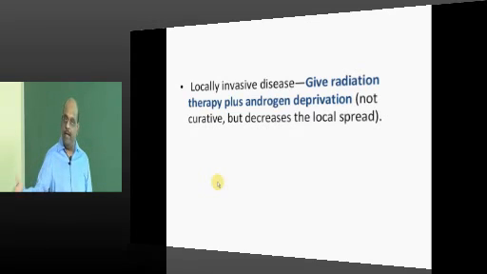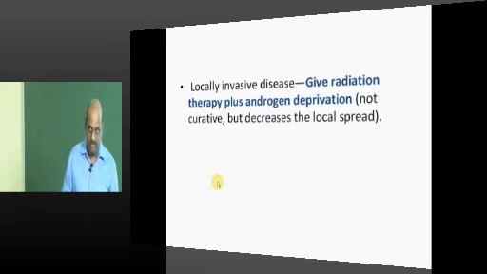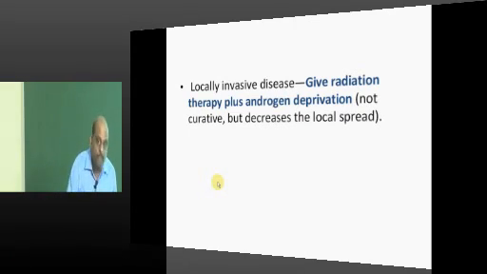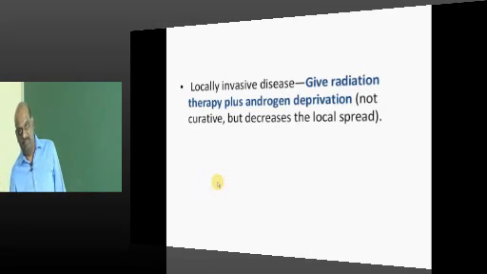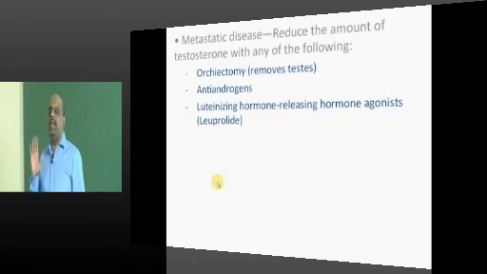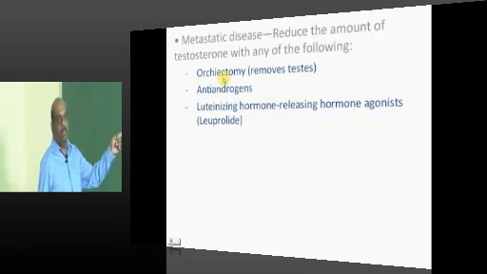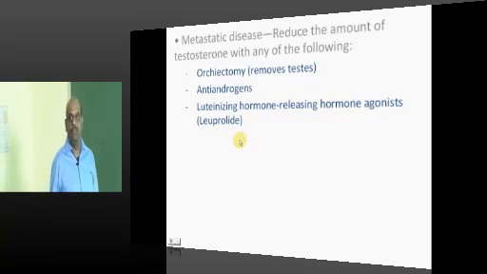So either you do orchidectomy, or you do it medically: you give a drug like an aromatase inhibitor or a testosterone receptor blocker, finasteride, flutamide, all these drugs which are available, and create a medical castration. That is another thing that you can do. If it is metastatic, then you do orchidectomy, anti-androgens, LHRH agonists like leuprolide.